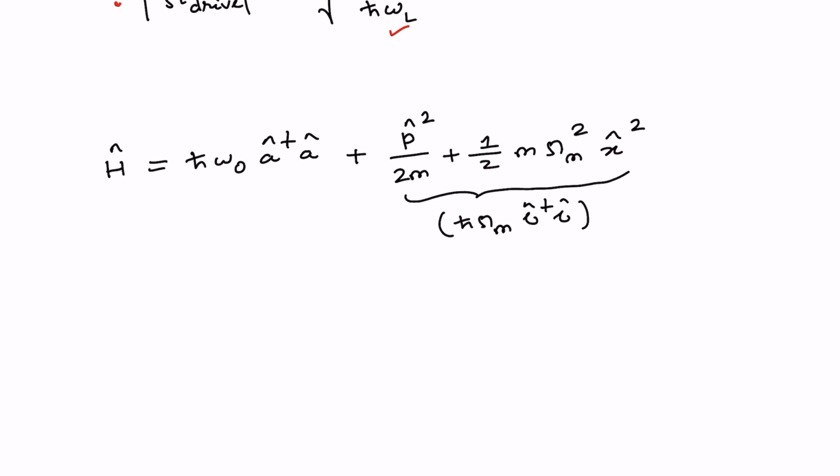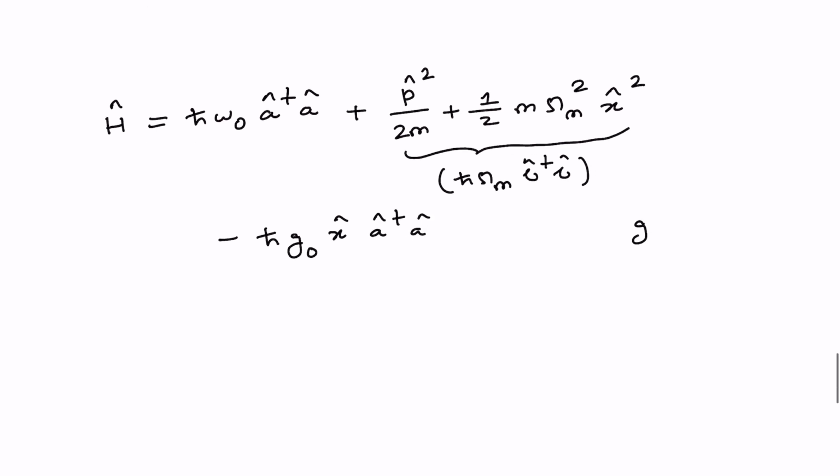This term, let me write here as minus ħ z0 x̂ a†a. Here z0 is equal to ω0 by L. Now please note that here also I am not including the laser drive term. At the moment I am more interested in the optical mode, phonon mode, and its interaction only. This way of writing the Hamiltonian can teach us some useful lessons.